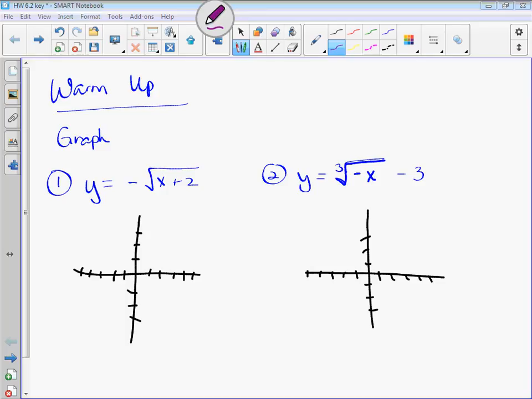All right, guys. So number one, what is happening here? Flips over the x-axis, and then which way does it go? Left 2.